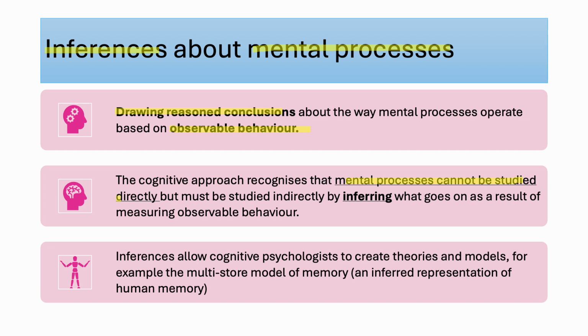They understand that you can't see thoughts and you can't see memory, but you can study them indirectly by making inferences, inferring what goes on as a result of observable behaviour. So again, a perfect example is the multi-store model, understanding that short-term memory has a duration of 30 seconds or a capacity of 7 plus or minus 2 items, because you are basing that on observable behaviour through experiments where you get people to remember lists of words or lists of numbers or trigrams.